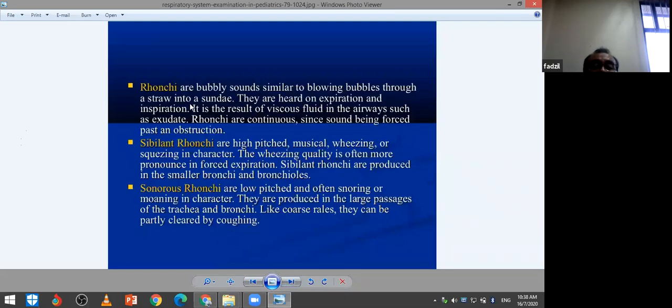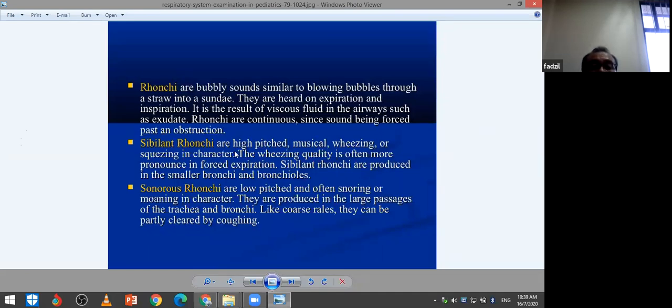Rhonchi: you must auscultate to listen for rhonchi. Sometimes you can hear it without auscultation, at the mouth, when the child has rhonchi. You call it wheezing when you hear it, and when you auscultate, you call it rhonchi. The child has wheezing.